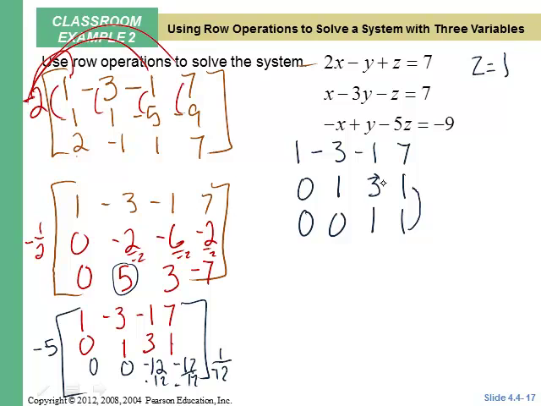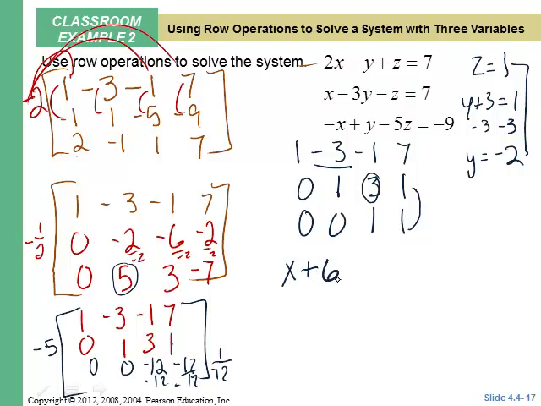If this is 1, then we have y plus 3 equals 1. Or in other words, subtract 3 from both sides. We get y equals negative 2. So now we can substitute these two into the first row. We have x minus 3 times negative 2 is plus 6. Minus 1 times 1, so it's minus 1 equals 7.